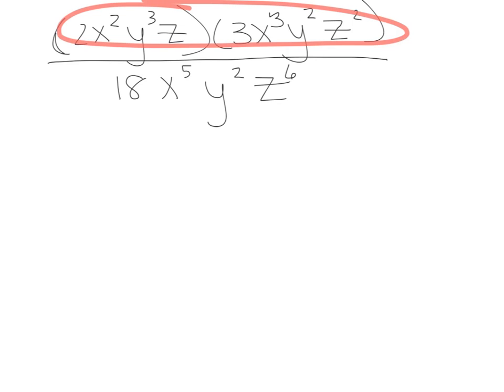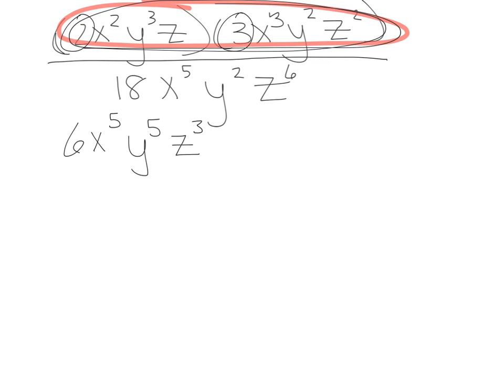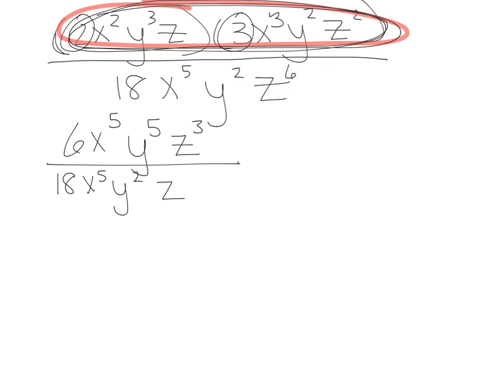exponents? Well, I'm going to add them. But what am I going to do with 2 and 3? Because those aren't exponents, those are coefficients. 2 and 3 get multiplied together to make 6. So you have x to the 5th, y to the 5th, z to the 3rd. Because multiplication was between all of my problems in the top, I added my exponents. All over 18x to the 5th, y squared, z to the 6th.